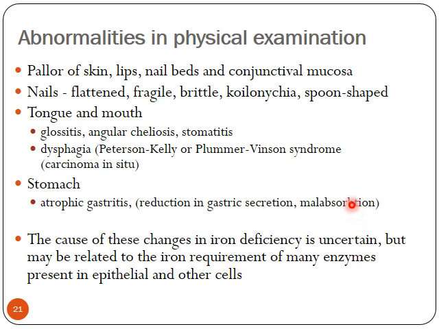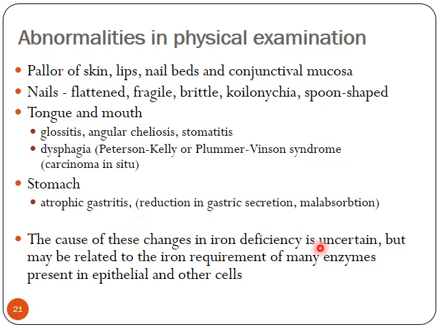By the physical examination, pallor is the main manifestation in the skin, lips, nail beds and conjunctival mucosa. Nails will be flattened, fragile, brittle, having what's known as koilonychia and even spoon-shaped. Tongue and mouth are subjected to glossitis, angular cheilosis, stomatitis. Dysphagia might be caused by Plummer-Vinson syndrome. In the stomach, atrophic gastritis might be seen.